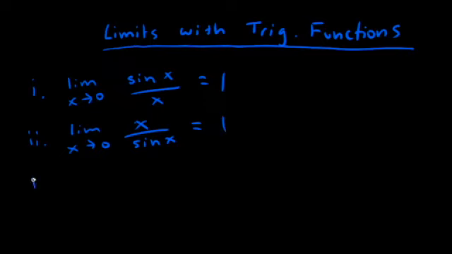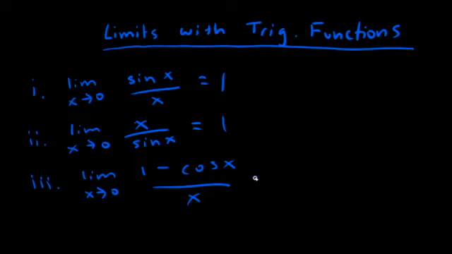And our third theorem is also very similar, but this time we're going to be using cosine, so it'll be 1 minus cosine x over x. And we're saying that the limit of 1 minus cosine x over x as x approaches 0 will equal 0. So we're going to use all these theorems as our base, right, and use them to solve all the upcoming problems. So let's look at our first example.